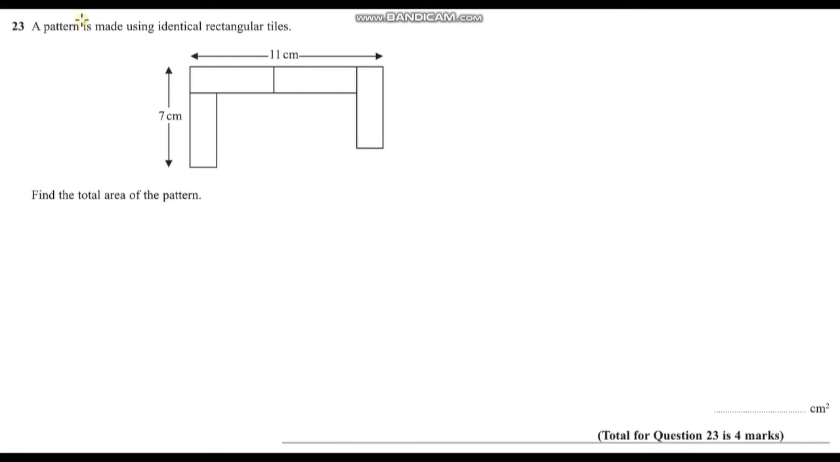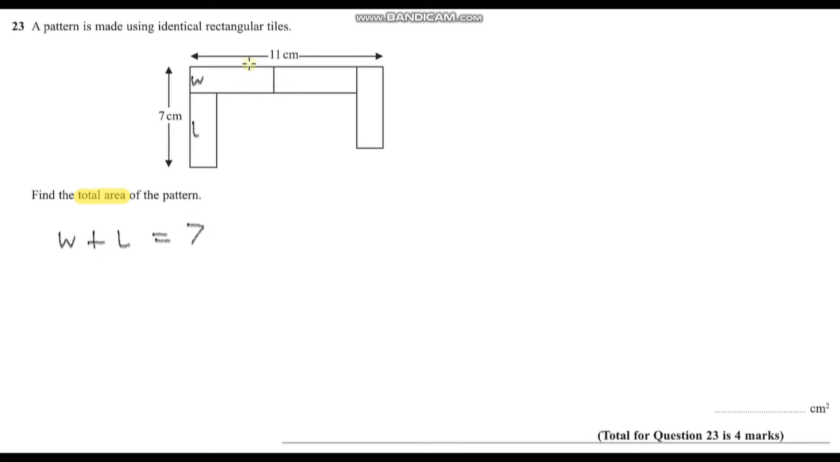Question 23. A pattern is made using identical rectangular tiles. Find the total area of the pattern. Okay, so we know that this length is 7 centimeters, and that includes the length of a rectangle plus the width. So if we label this the length and this the width, we can say that the width plus the length is equal to 7.